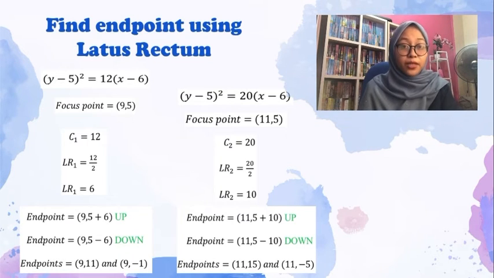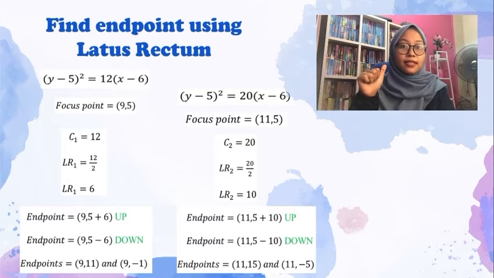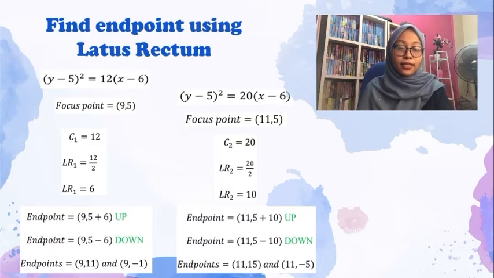LR2 is bigger than LR1. This shows that the width for equation number 2 is bigger than equation number 1. From this, we can get the endpoints by moving 6 up and 6 down. For the first equation, the endpoints are (9, 11) and (9, -1).